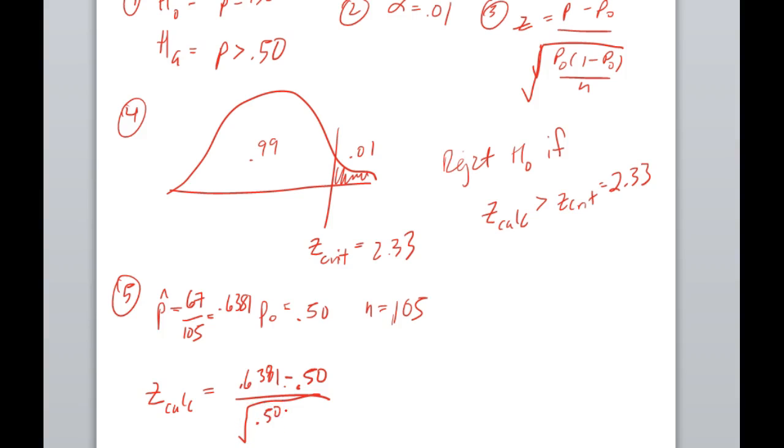Okay, 0.50 times 1 minus 0.50, which is really just 0.50, but I'll write it that way. 4 kicks all over 105. We run this whole calculation, and we get 0.1381 over 0.25 over 105, and altogether we're going to get 2.83. So that's our Z calc, or our Z data, whatever you want to call it.